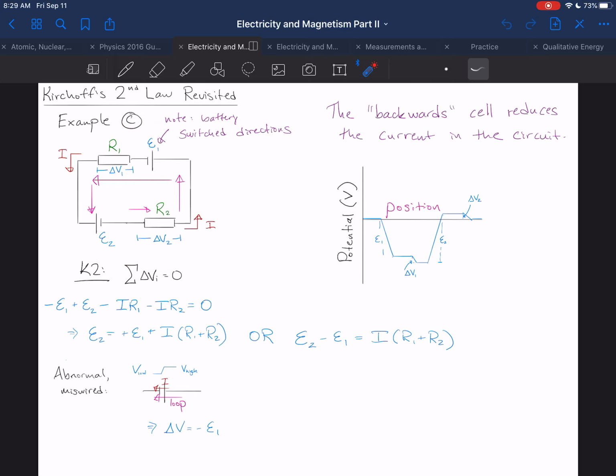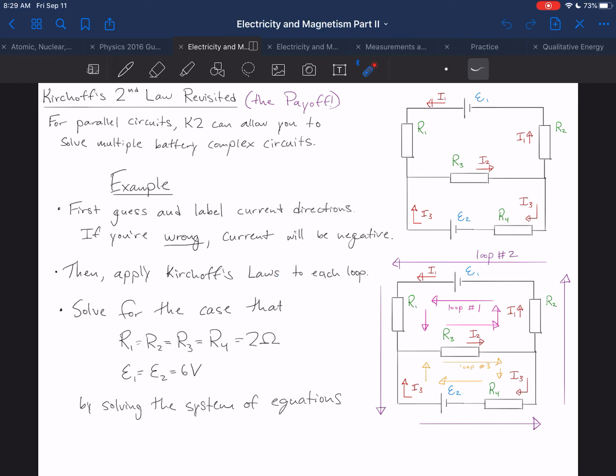I probably could have just waved my hands and said, doesn't it seem straightforward that one of the batteries is going to subtract the EMF of the other? Well, as it turns out, there's a deeper reason, which is that Kirchoff's second law allows us to analyze circuits that look like this, which otherwise we do not have the ability to analyze.